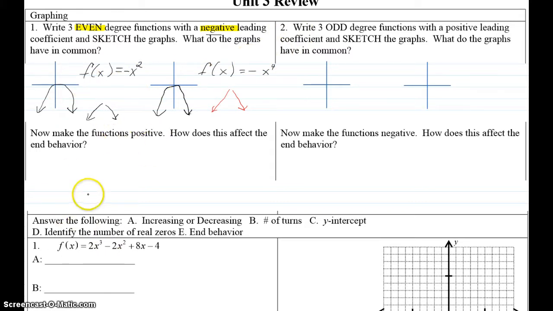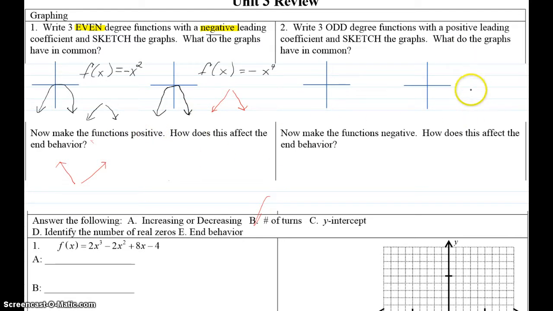Now if I make the functions positive, how does this affect the end behavior? Okay. So just flip the graphs across the x-axis. So our end behavior would be like this. As x goes to negative infinity, it goes to infinity. As x goes to positive infinity, it goes to positive infinity. And both of them have that in common.